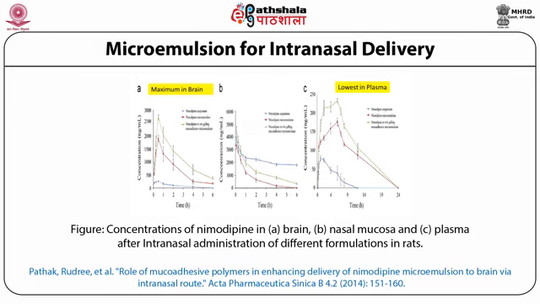Therefore, approximately 2800 nanogram per ml of drug was retained in the brain as compared to the lowest amount in plasma, which is around 250 nanogram per ml. Thus, these findings pointed towards successful delivery of nimodipine when administered through intranasal administration as well as in the form of a microemulsion based delivery system.